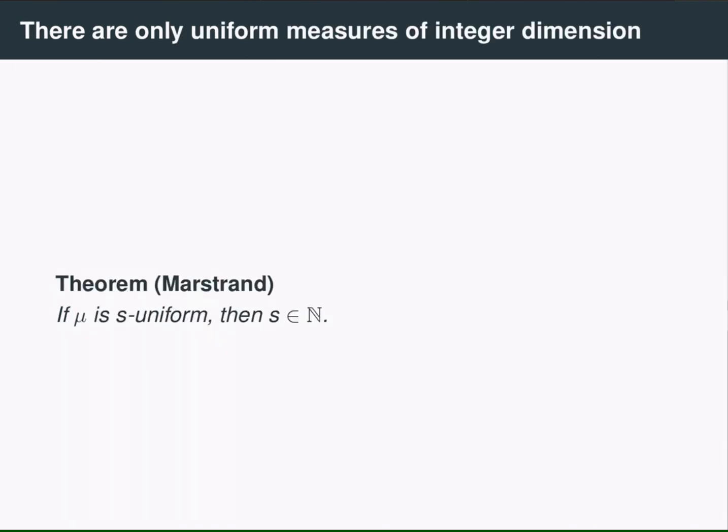Now, we've been exclusively talking about uniform measures of integral dimension. And the reason for this is because of a theorem of Marstrand's that says there are actually no uniform measures of fractional dimension. They all have integral dimension. And we'll prove this theorem using tangent measures in a later video.